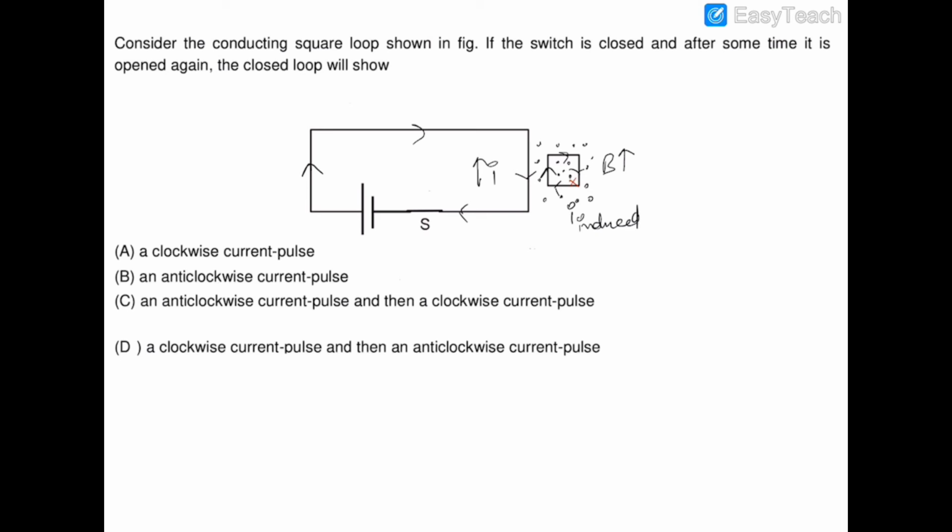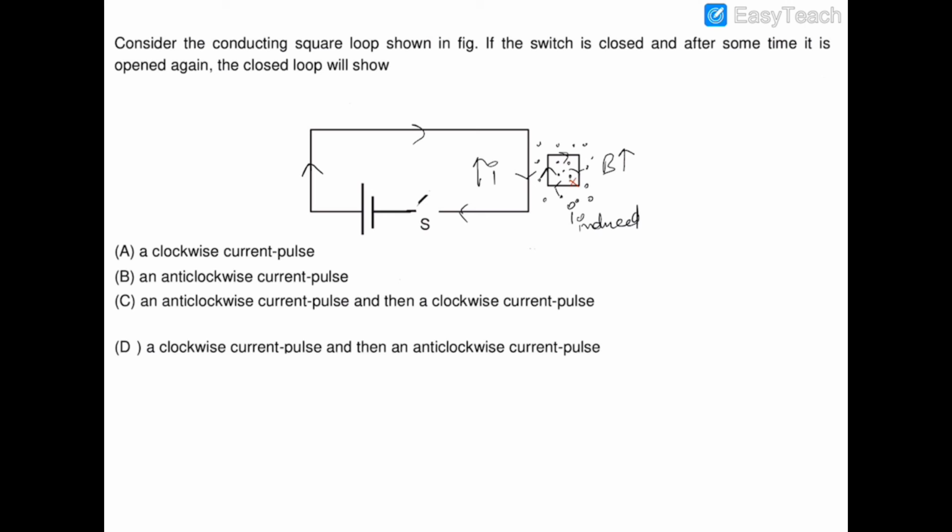Now as soon as you open the switch again, the current in the main circuit will decrease, and therefore this magnetic field which is outside the plane will decrease, and hence the induced current will tend to increase this magnetic field and magnetic flux, and hence it will support this magnetic flux because it is decreasing. I'm again reminding you that the induced current always tends to oppose the change in magnetic flux.